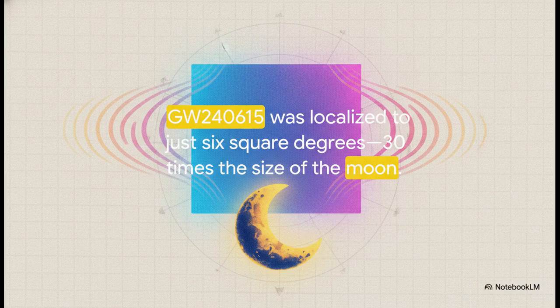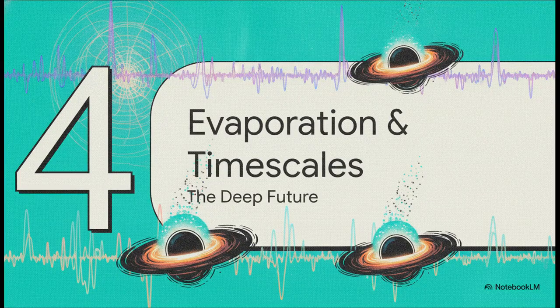Take the event GW240-615. It was localized to a region of the sky just 6 square degrees across. To put that into perspective, that's an area just 30 times the size of the full moon. By pinpointing a merger with this kind of precision, we can actually use gravitational waves as a completely independent standard siren to measure the universe's expansion rate. This is huge because it allows us to cross-check the Hubble constant without having to rely on the traditional cosmic distance ladder. Finally, let's push into the deep future with Section 4, evaporation and cosmic timescales.